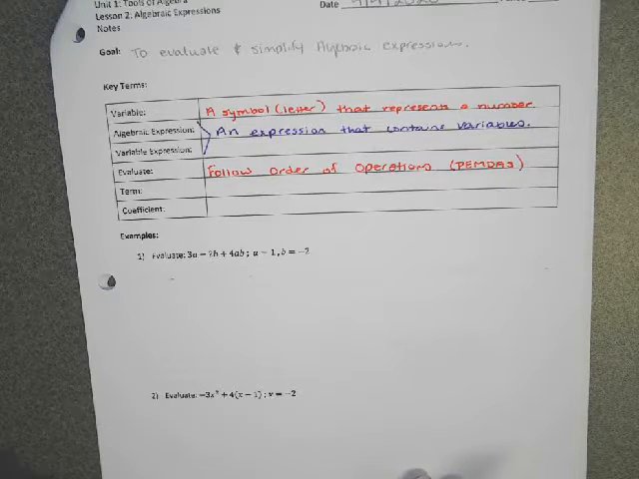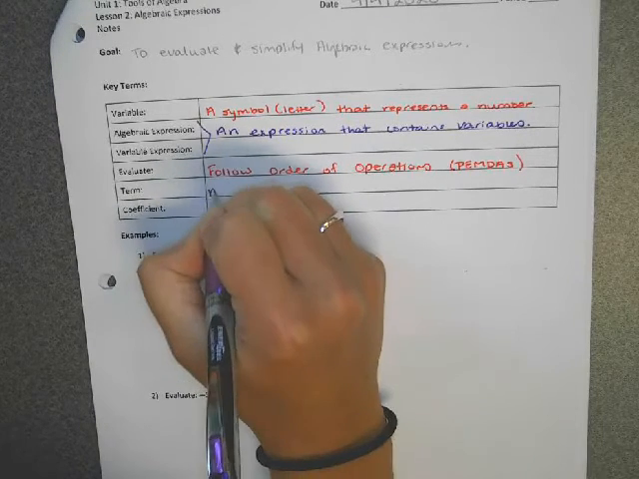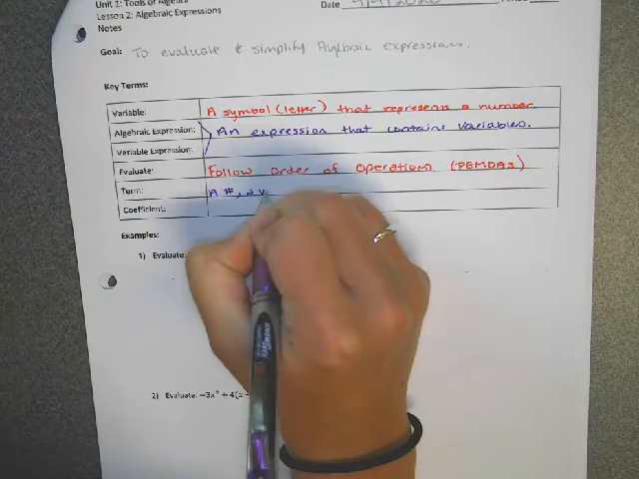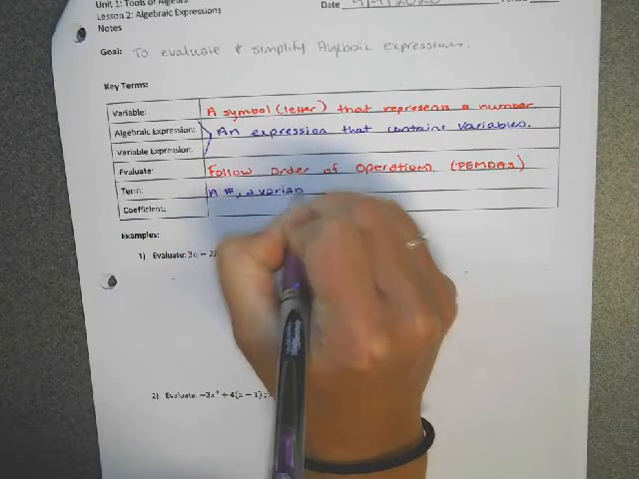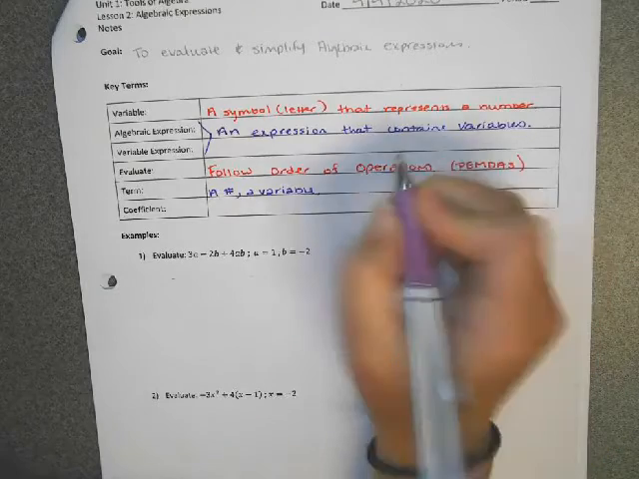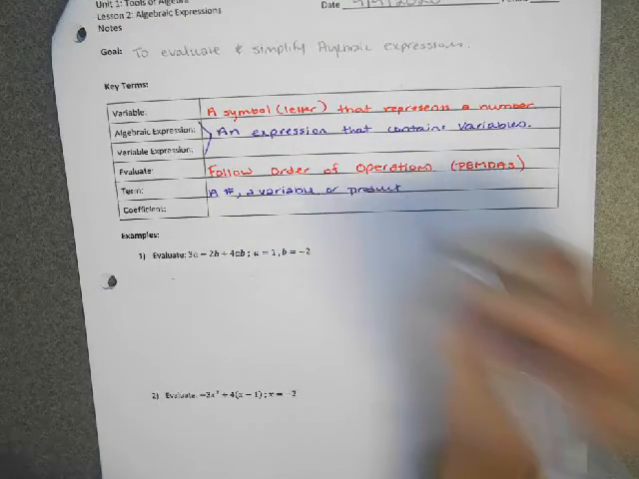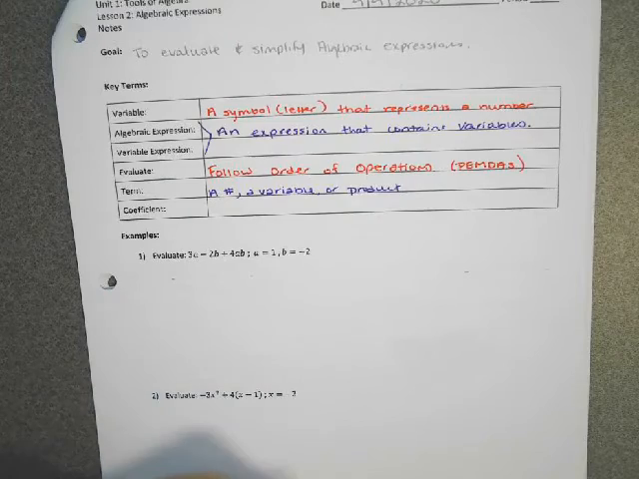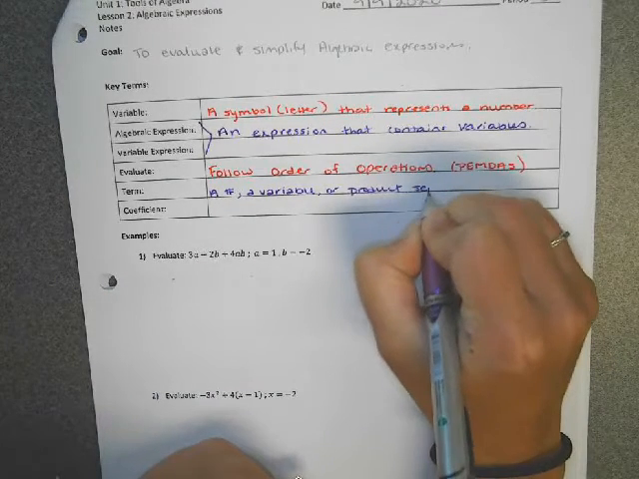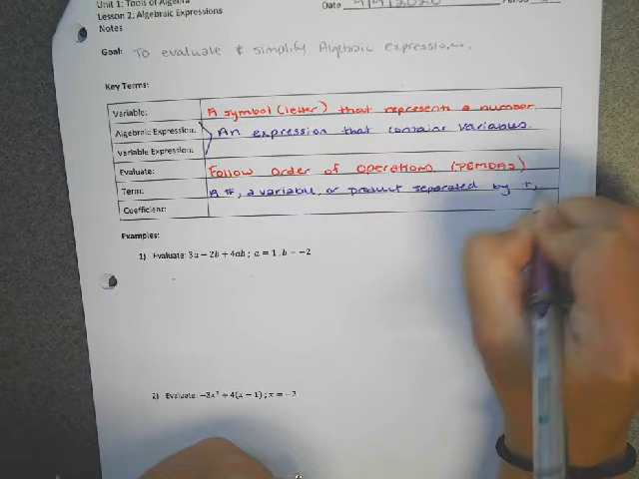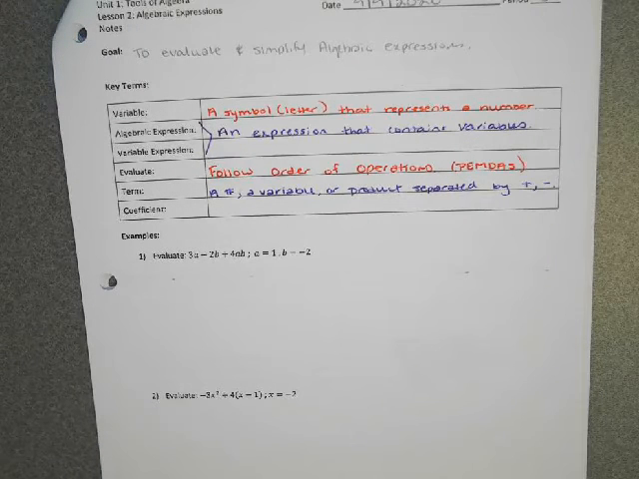Okay. So a term is a number, a variable, or product. Product means that you're multiplying a couple things together, separated by either a plus or a minus sign. So either adding or subtracting.